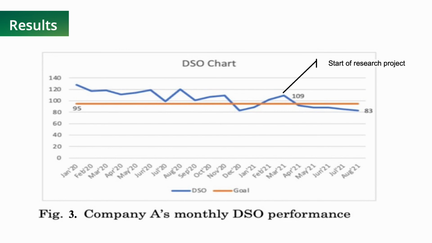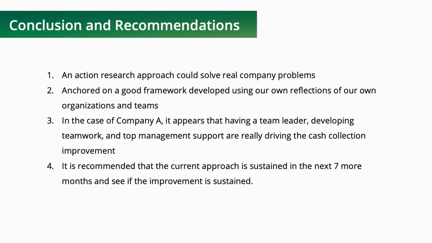Since the project team implemented this action research methodology in March this year, there has been a steady improvement in cash collection speed, manifested by the decreasing DSO numbers as illustrated in Figure 3. From the high of 109 days in March, the DSO performed consistently below 95 days beginning April. As of August of this year, the best DSO number was achieved at 83 days. This actual case manifests that an action research approach can really solve real company problems like that of Company A.